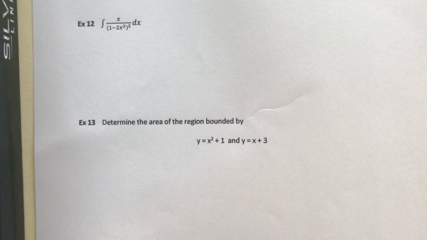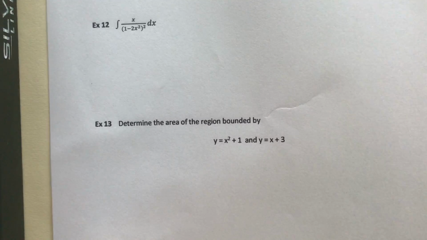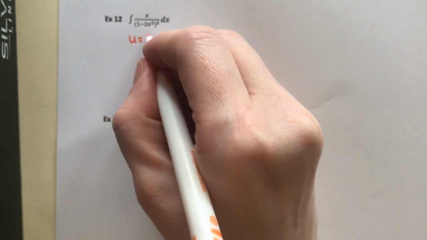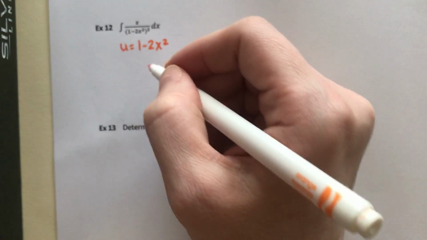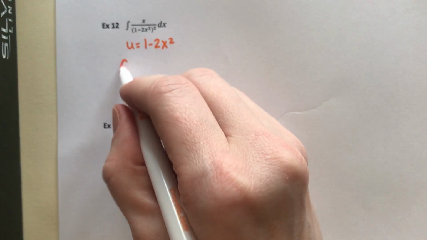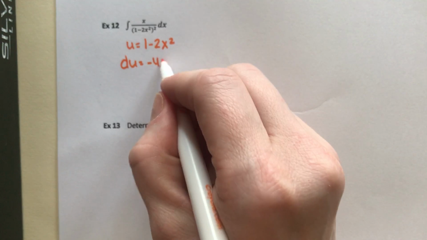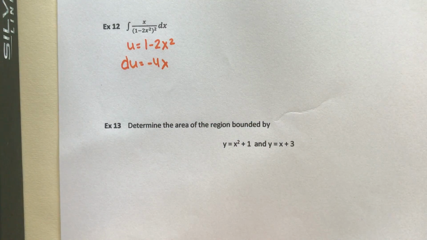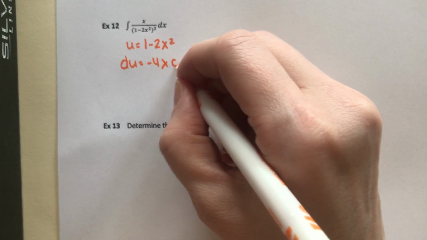So I'm going to look for an inside part. I see parentheses, so I'm going to start there. I'm going to set u equal to 1 minus 2x squared, and now I'm going to find du. Du would be negative 4x. Okay, whoops, I forgot my dx. So let me put that in there too before I keep going.